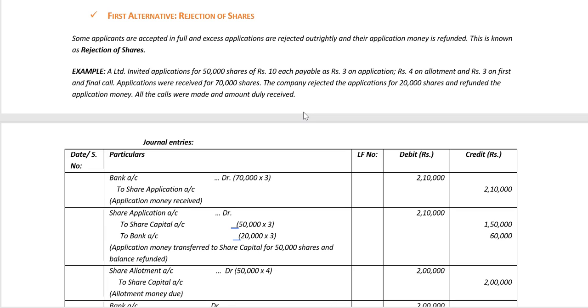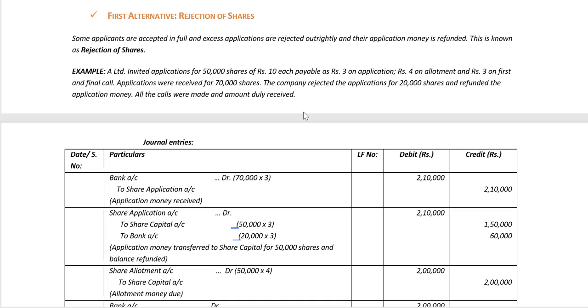Now in this example, A Limited has issued only 50,000 shares and has received applications for 70,000 shares. The company cannot allot more than the number of shares which have been issued, which in this case is 50,000 shares. So the company decides to adopt the first alternative. It decides to reject the remaining excess applicants of 20,000 shares and refund the application money which has been received. So let's see how to go about this in terms of journal entries.